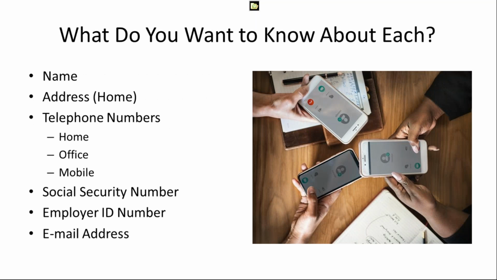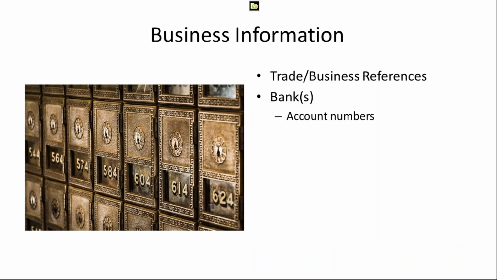So what else do you want to know? Well, you obviously want to know their name, their address, try to get home addresses as well, telephone numbers, social security number, employer ID number, email addresses, as much information as you can get because getting it early helps you. And then the business information. Who else are they doing business with? What references can they give you? Try to get bank account numbers if you can. That way you can contact the bank and inquire with them.